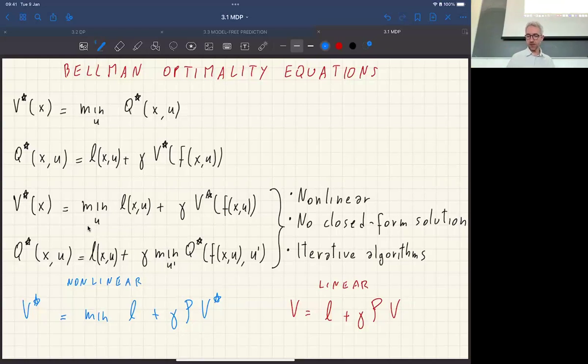So in this case, we have no closed form solution for solving these equations, and we're going to rely on iterative algorithms. And actually, the iterative algorithms that we need to use for solving these equations are the so-called dynamic programming algorithms, which is the next subject.